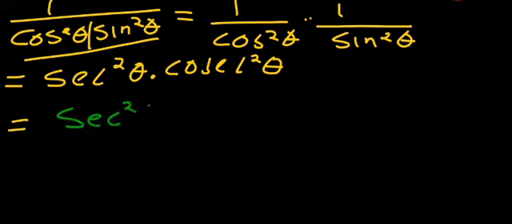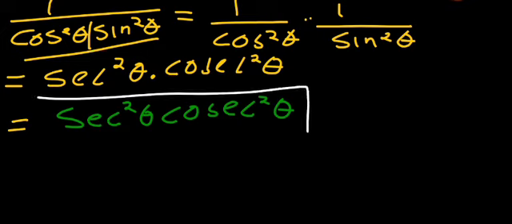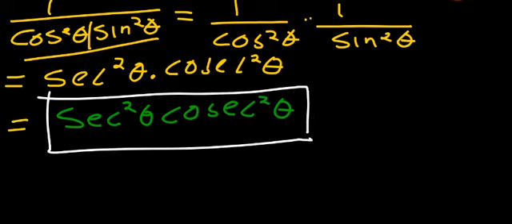So this can be written as secant squared theta times cosecant squared theta. So this is the final solution, which is what we had on the left hand side. So we've shown that what we had on the right hand side is equal to what we had on the left hand side. So this is all on this question.